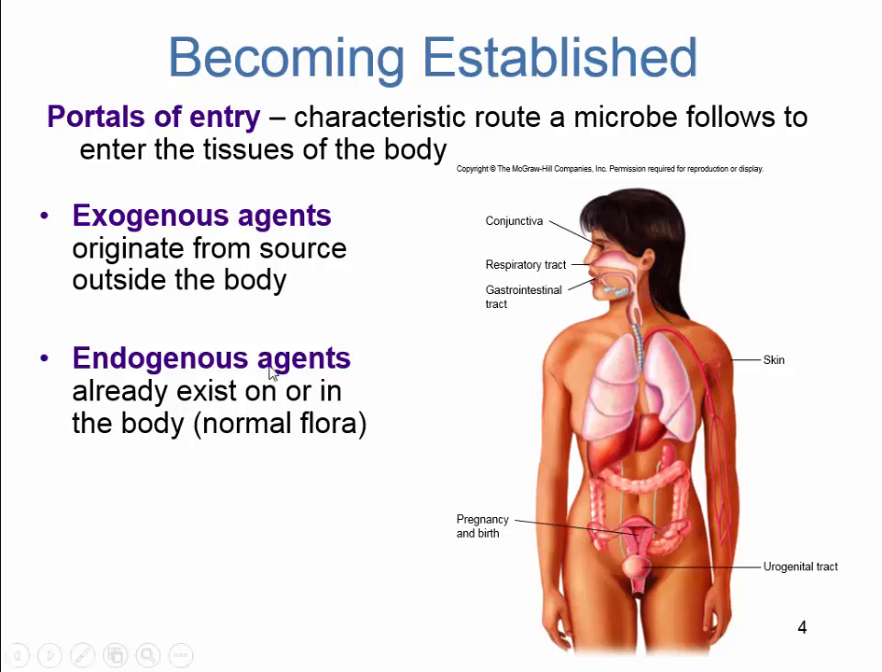Endogenous sources, however, are sources of microbes that are already on the body, or normal flora. And so Clostridium difficile, for example, is already in the GI tract. When we take antibiotics, if all the microbial flora from the gastrointestinal tract is wiped out, we then can have an endogenous infection with Clostridium difficile.